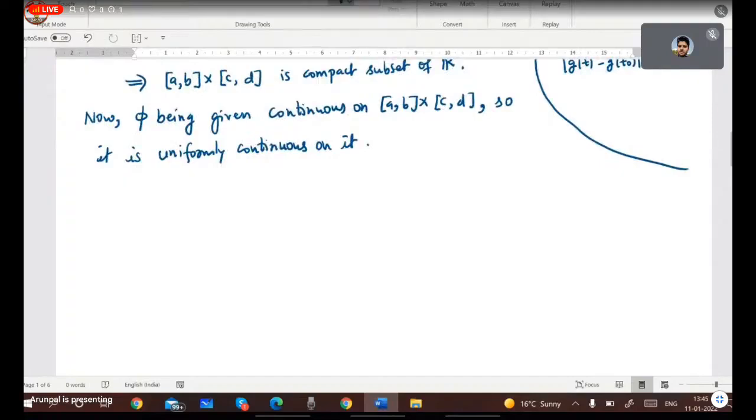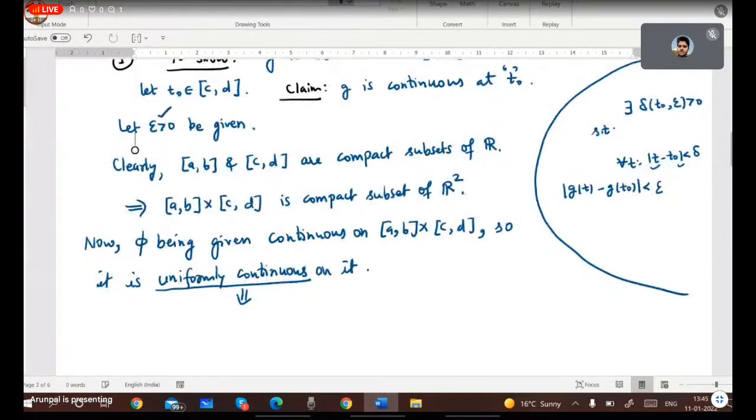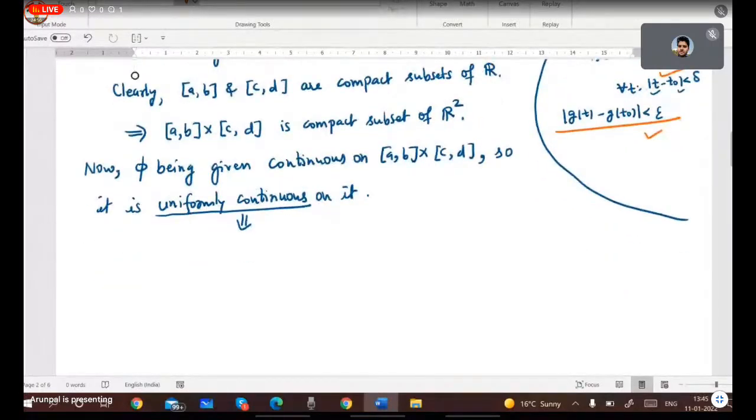Now we will use the definition of uniformly continuous. Now because phi is uniformly continuous, this implies that... So class, what is our aim? Our aim is, for this epsilon, to find a delta. We are to show the existence of this delta, for which whenever you take any t satisfying this condition, we should have this condition. So our intention is to locate this delta. Let's see where we get this delta from.